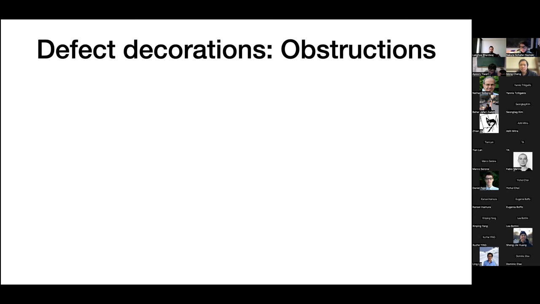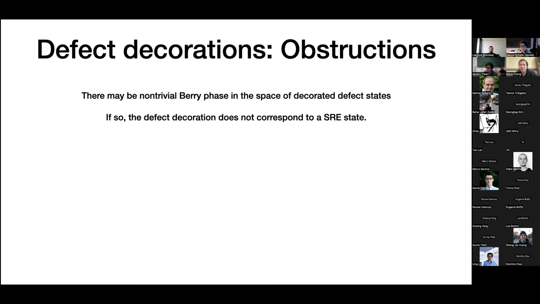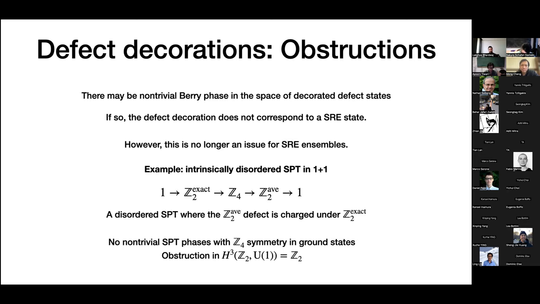The story does not end here. We should also think about whether these decorations are always legitimate. This is a question of whether we can actually make a short-range entangled state from a particular decoration we want. Okay. There are various kinds of obstructions that prevent us from actually constructing a short-range entangled state from a particular decoration. However, some of these obstructions are released when we go from a short-range entangled state to a short-range entangled ensemble. So this opens a possibility of having certain decorations which were not allowed in a pure state, but now become possible for an ensemble. So there's some example of that.